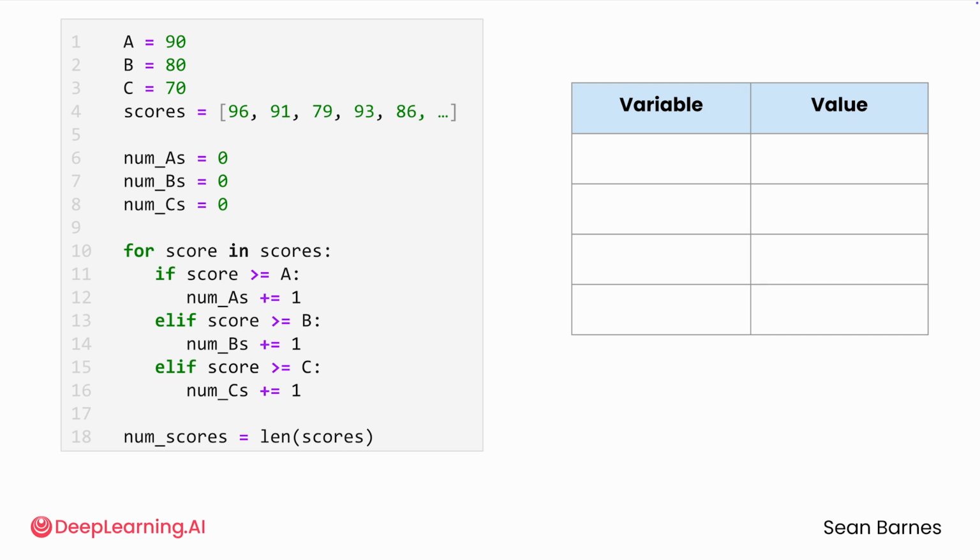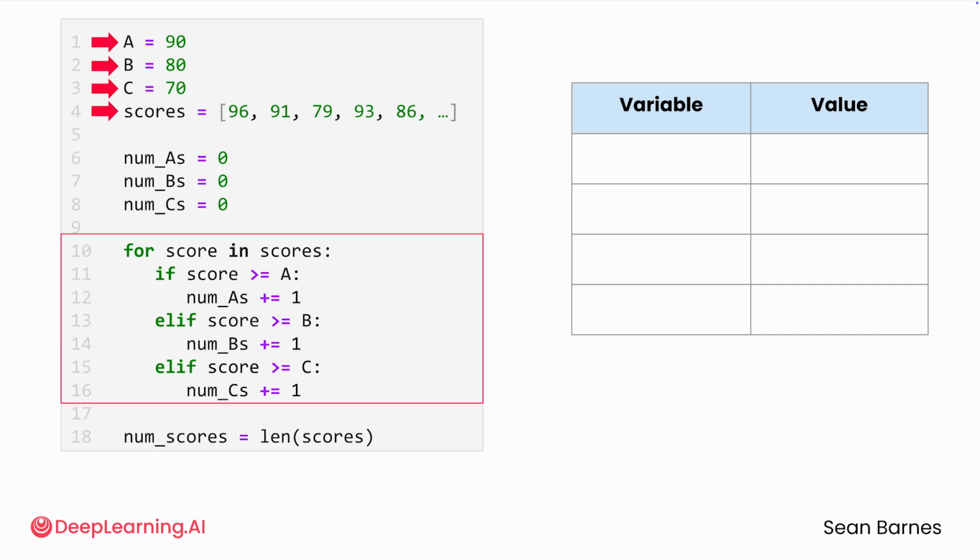When you're debugging, it can help to step through the code line by line. Here's how you can approach that. Let's keep track of the values of each variable as you step through the first 5 values in the list. Pay attention to the control structures. First, which variables do you expect to stay the same as this code runs?